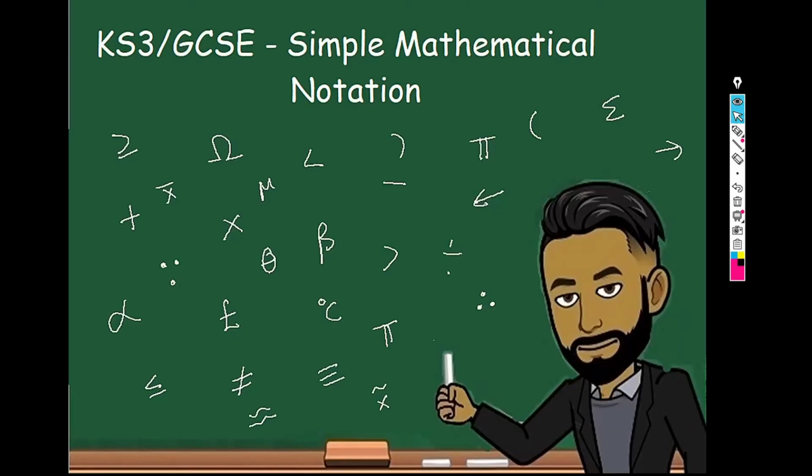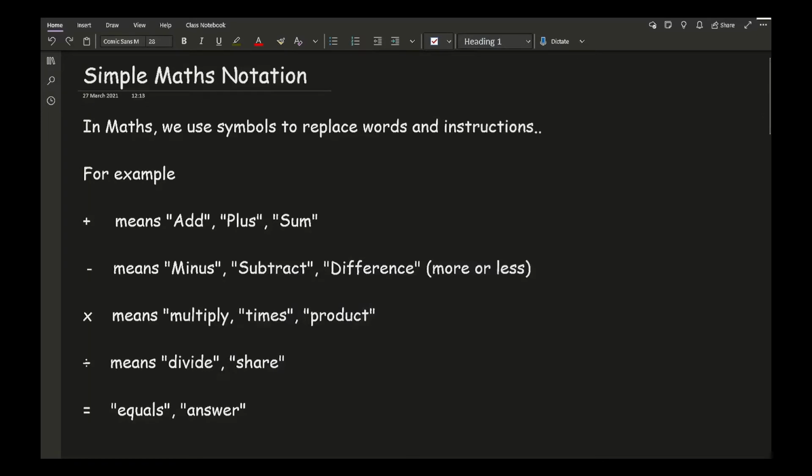So in this video we'll be going through simple mathematical notation. Now when it comes to maths notation we use symbols to replace words or instructions. So the most common maths notation is basically the four operators. So plus, this little cross sign obviously means plus, or it can mean add, or it can mean sum.